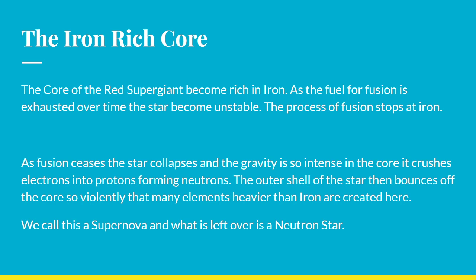As fusion ceases, the star collapses, and the gravity is actually so intense in the core that it crushes the electrons so close to their nucleuses that they fall into protons, forming neutrons. The outer shell of the star then bounces off the core so violently that all the elements that are heavier than iron, think of those, gold, silver, lead, that's where all those elements are created.